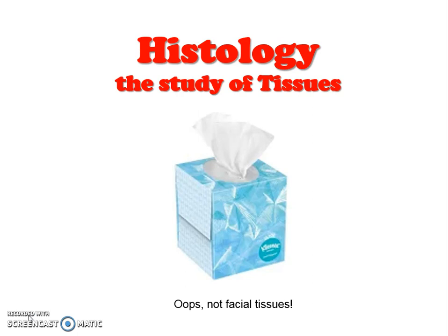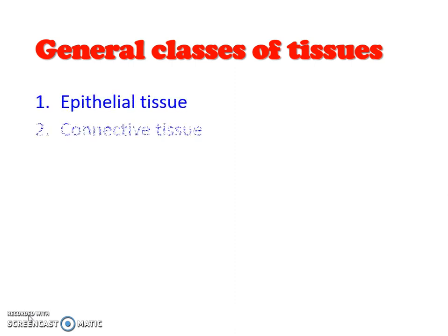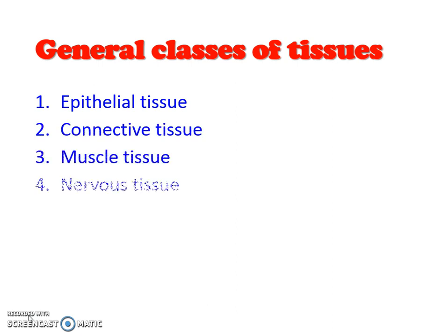So histology is the study of tissues, not facial tissues like you see on the screen here, but the tissues that are going to be used to make up the different organs in the body. There are in fact 4 different tissues, and they are epithelial tissue, connective tissue, muscle tissue, and nervous tissue.